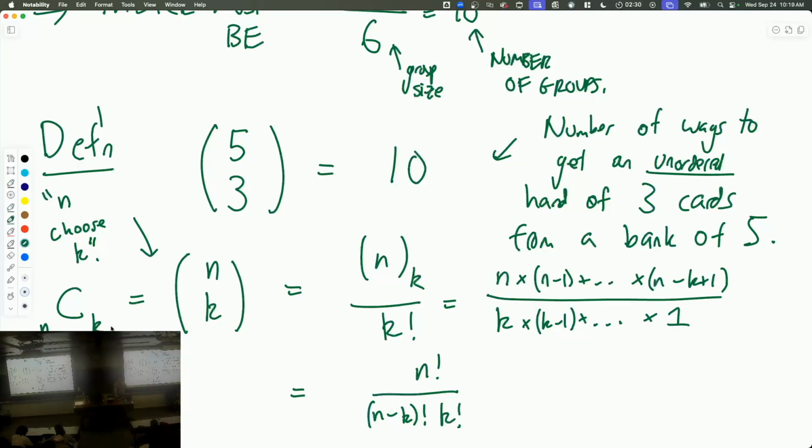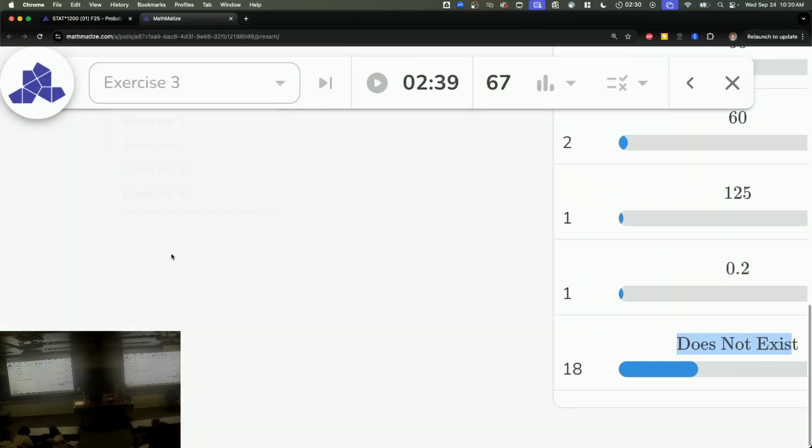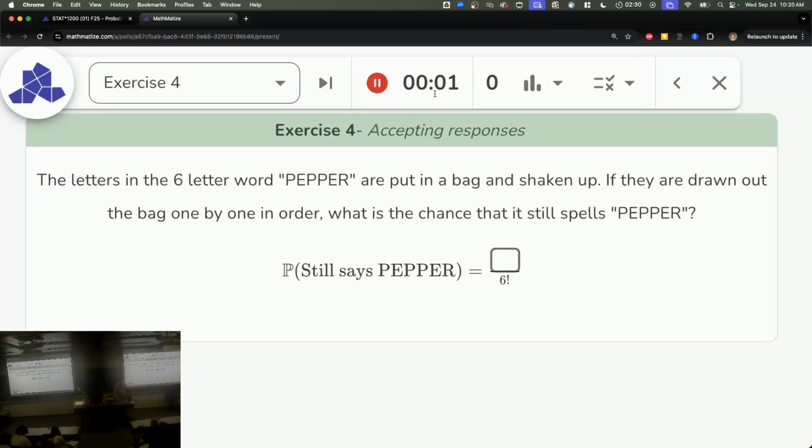All right, next class, we are going to do a doozy of a problem. What happens if there are repeated letters? So next class, we're going to do the word pepper. So it's something divided by 6 factorial. Maybe I'll leave this open as a little bonus problem. If you think you can figure out what should be on top here, then please go ahead and do it.